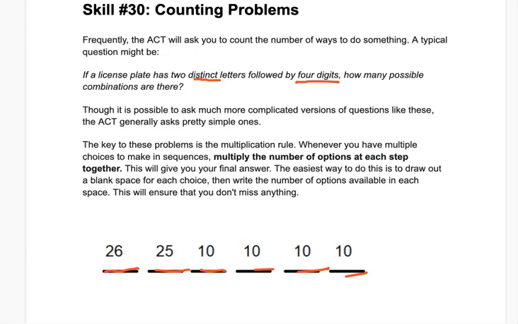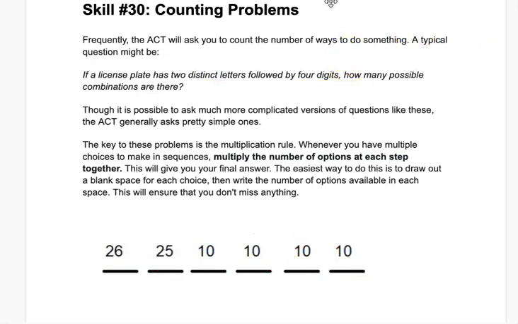And here they haven't said distinct digits, so that's just going to be 10 times 10 times 10 times 10. Remember that there are 10 digits. Sometimes students goof up and think that there are 9. There are 10. If it said four distinct digits, then you would have 10 times 9 times 8 times 7. And again, we're just going to multiply all of these when we're done. That's what we do for these types of problems.